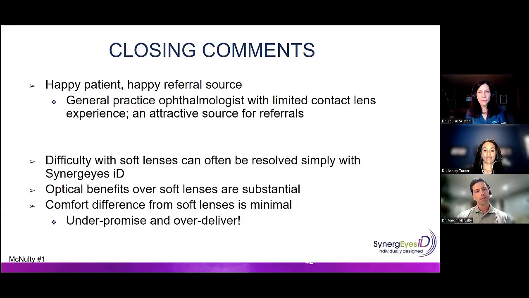The referral source in this case was a general practice ophthalmologist in town. They do some contacts, but certainly nothing that they perceive as overly complicated. Again, somebody from that office may be on this call, but if they knew how simple this was, I think they could have handled this in-house.